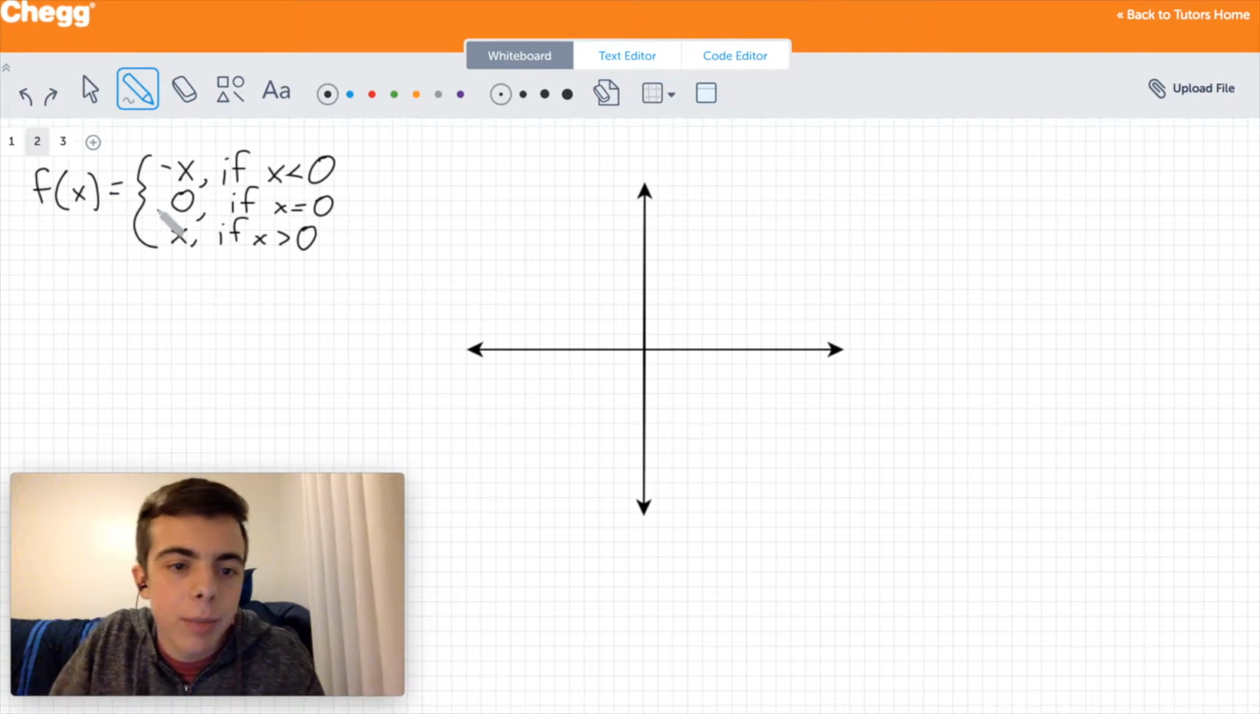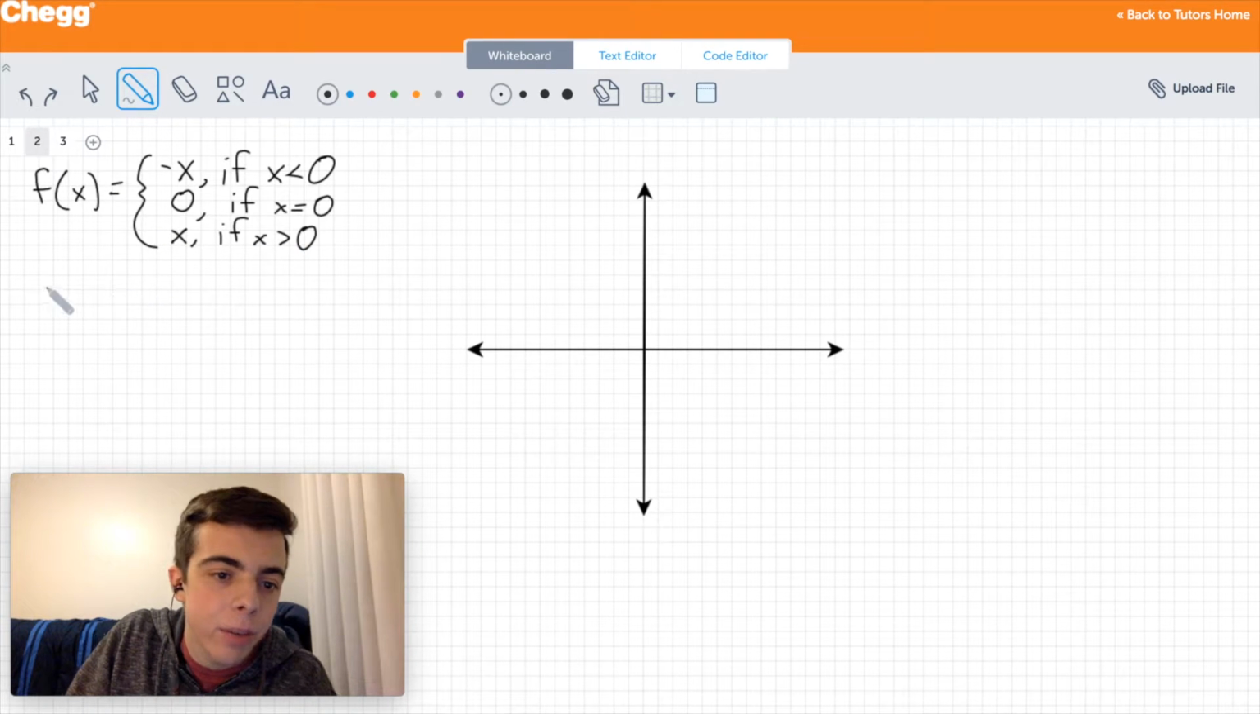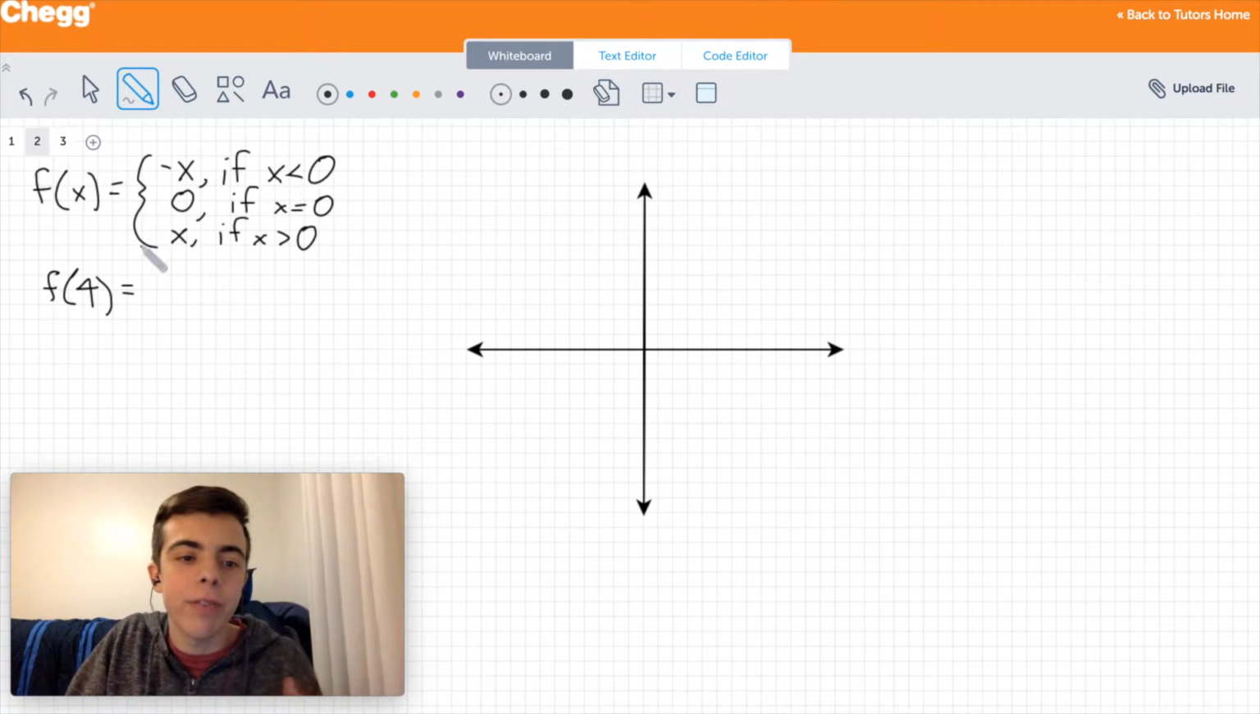So let's do an example. Here we have this equation: f of x equals negative x when x is less than 0, f of x equals 0 when x equals 0, and f of x equals x if x is greater than 0. Let's say we want to know what f of 4 is. We don't want to evaluate f of x at all three of these equations. There's only one correct value for f of 4.